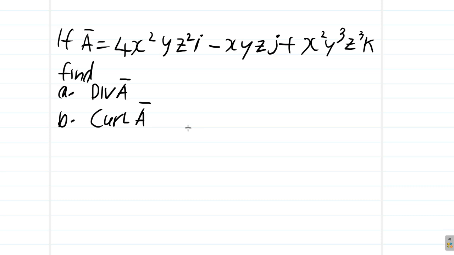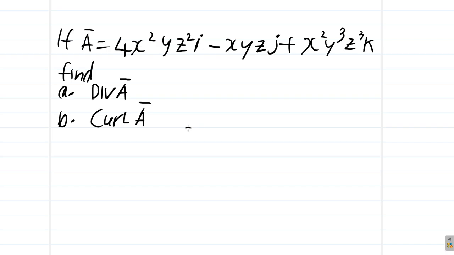Here we have the function of a vector field, A equals 4x squared y z squared in the i direction, minus x y z in the j direction, plus x squared y cubed z cubed in the k direction. You must find div A, that's the divergence of A, and the curl of A.